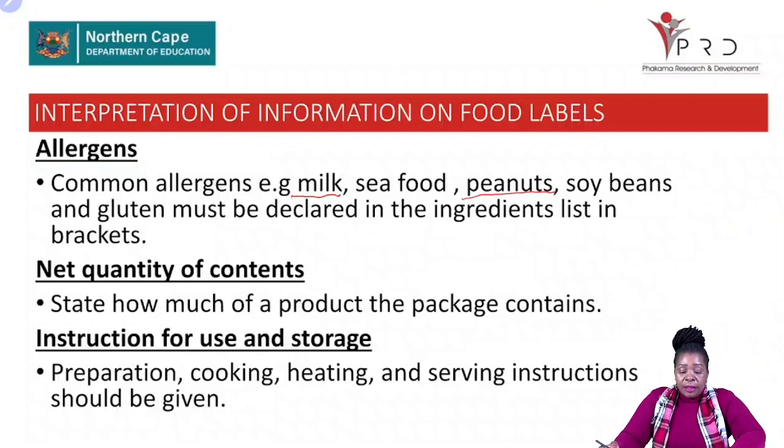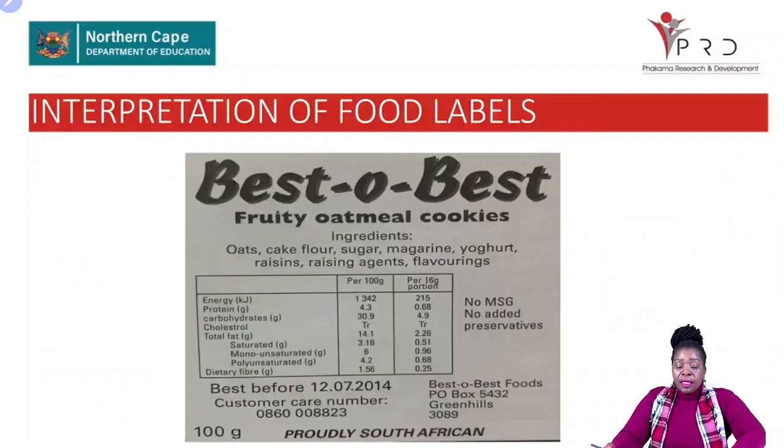And then instruction for use and storage. Preparation, cooking, heating, and serving instructions should be given on the packaging, right? This is another label that we can look at together.